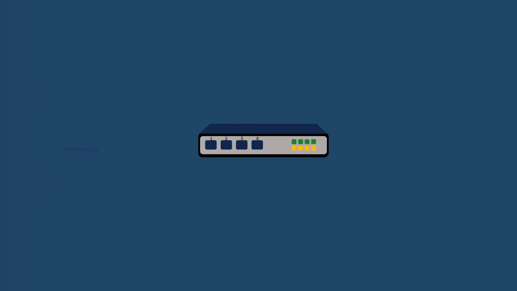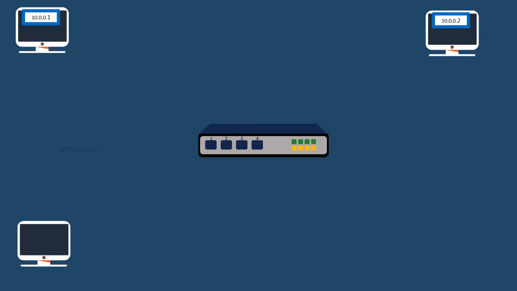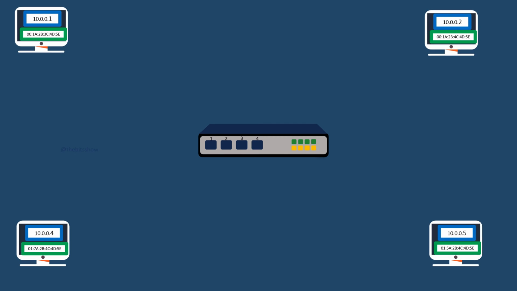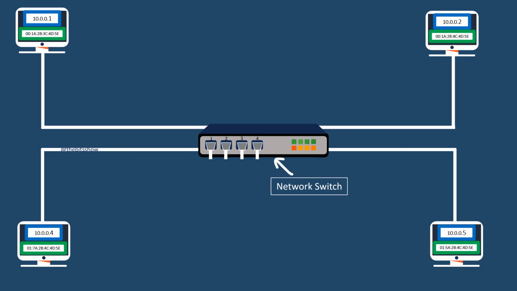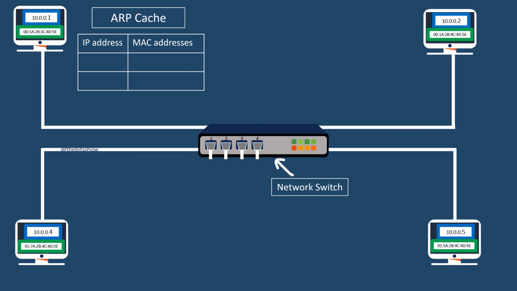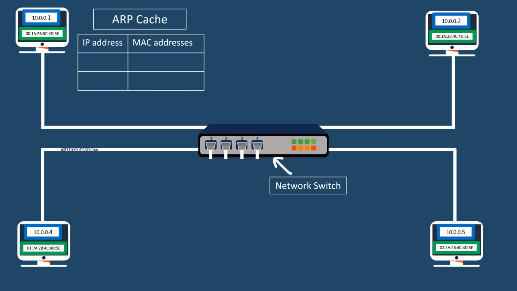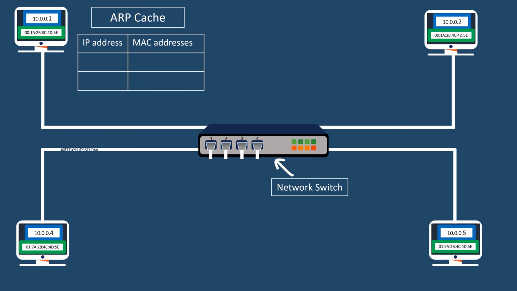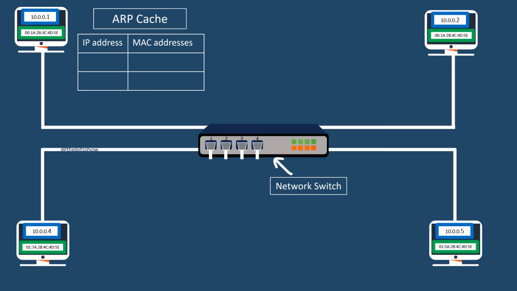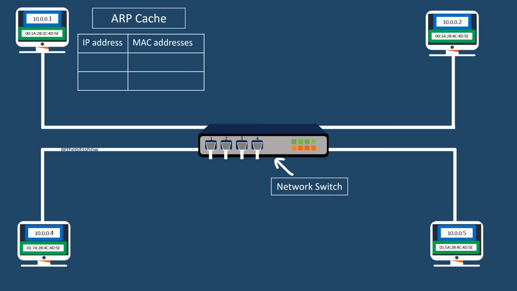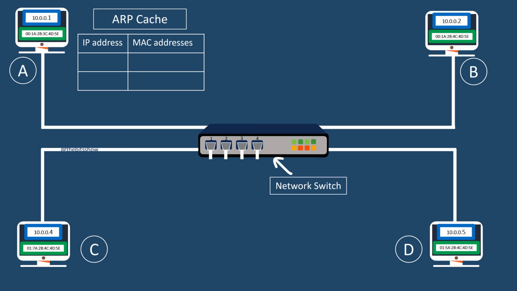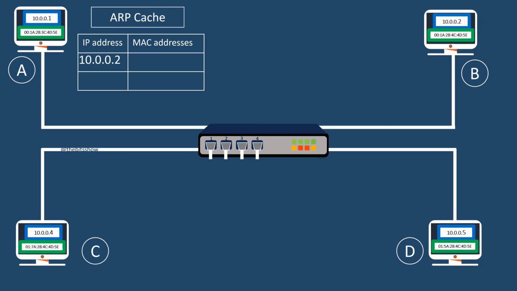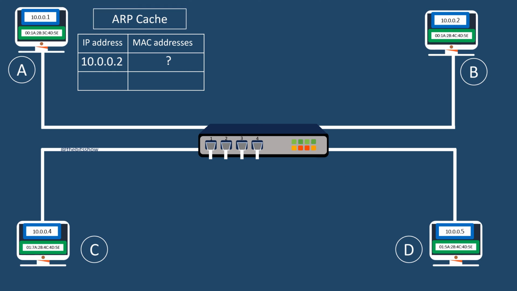Now, let's see how ARP works. Here, each computer has its own unique IP and MAC addresses. Initially, all computers start with empty ARP caches. ARP cache is like a table in each computer that stores IP addresses and their corresponding MAC addresses of other devices. Here, computer A needs to communicate with computer B. Computer A knows B's IP address, but doesn't know B's MAC address.